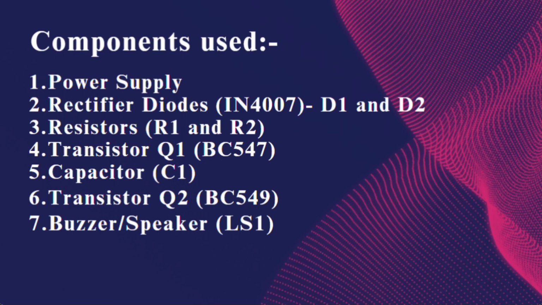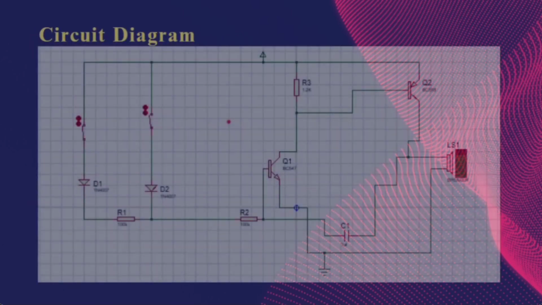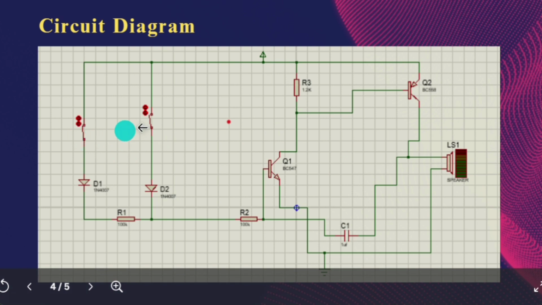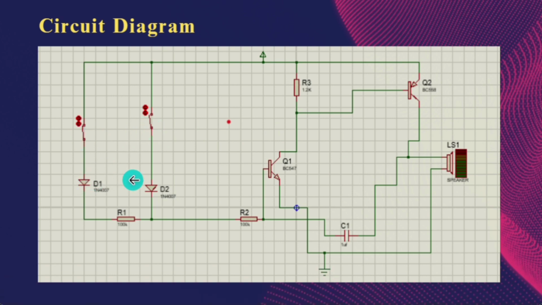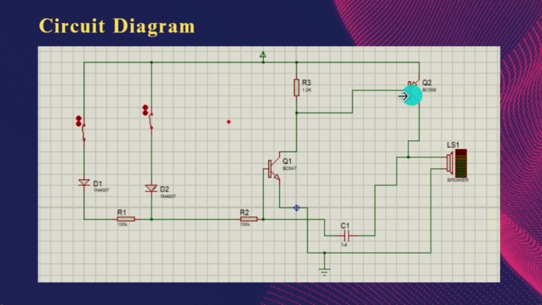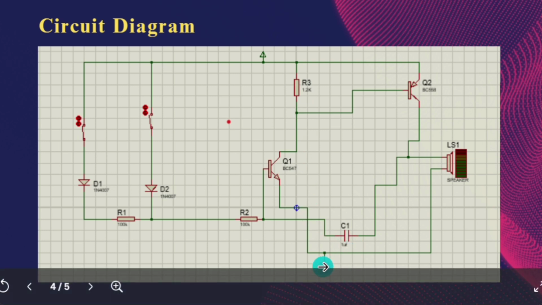Moving forward to the circuit diagram, you can see this is our circuit diagram. We have made this circuit diagram on the software called Proteus. Here you can see the two switches used to operate diode D1 and diode D2. This is resistor R1, this is resistor R2, of the same resistance value, 100 kilo ohms. This is the first transistor Q1, this is the second transistor Q2. This is resistor R3 with a 1.2 kilo ohm resistance value. This is the capacitor. This is ground. And last, this is the buzzer.